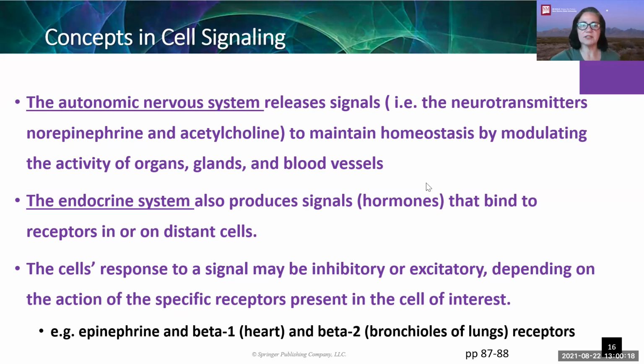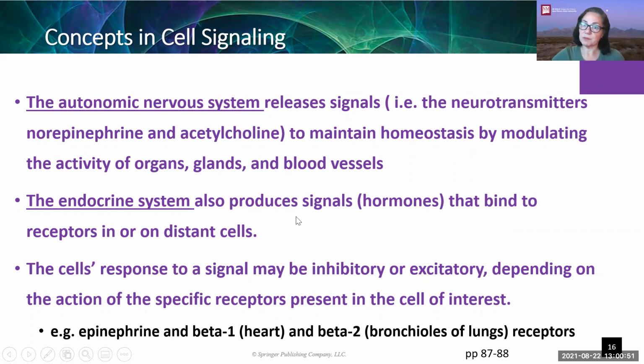The autonomic nervous system manages a lot of our maintaining homeostasis by affecting different organs, glands, blood vessels. Mostly the neurotransmitters that are used are norepinephrine and acetylcholine. With the endocrine system, it's also producing signals, we call them hormones in this case. And these are signals that are put into the bloodstream and then they affect cells that are far away.